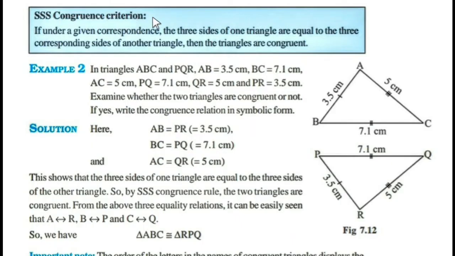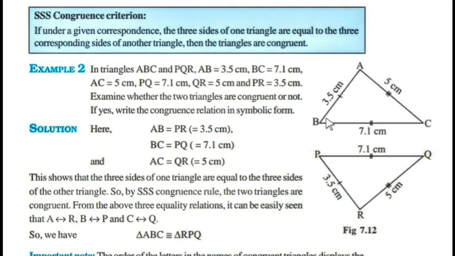SSS congruence criterion: if under a given correspondence the three sides of one triangle are equal to the three corresponding sides of another triangle, then the triangles are congruent. Let us see one example in triangles ABC and PQR. Triangle ABC and triangle PQR are given. AB equal to 3.5 cm, BC equal to 7.1 cm, AC equal to 5 cm.